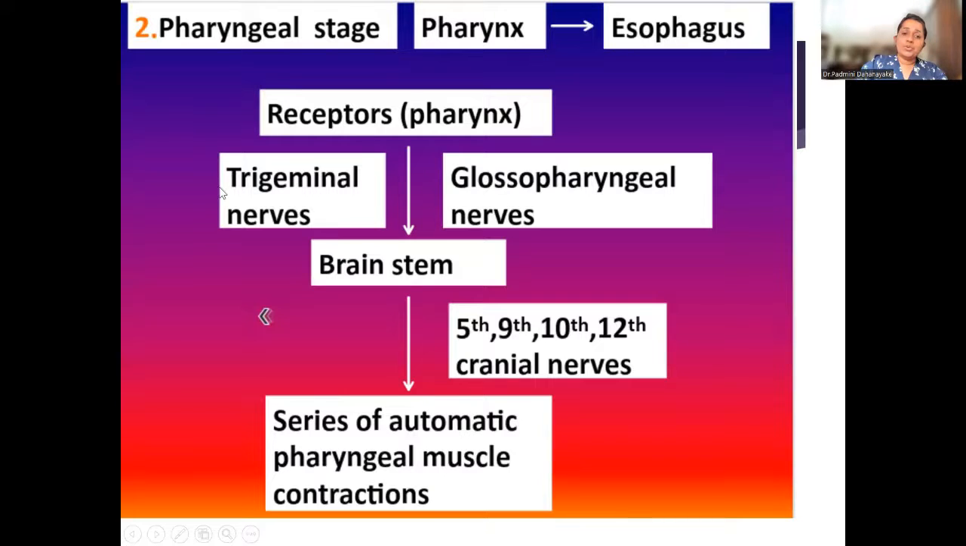So it is very easy now. Receptors, now you should know trigeminal and glossopharyngeal nerves are the afferent nerves. They are going to the brainstem through the 5th, 9th, 10th, 12th cranial nerves, and a few superior cervical nerves. You have to add this to here. A series of automatic pharyngeal muscle contractions would occur, with the help of the soft palate movement, laryngeal movement, vocal cord movements, and your epiglottis movement. So that is simply the swallowing reflex. But you have to know the details, not this. This is only a summary. This slide shows you a summary. You should know the details.